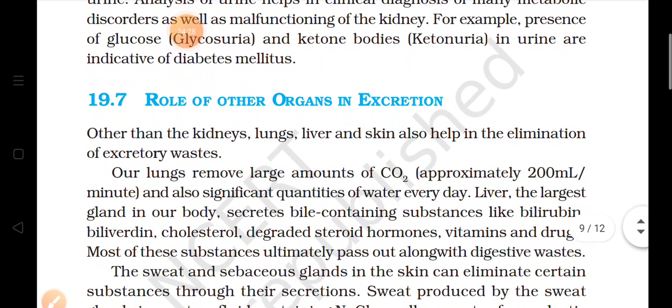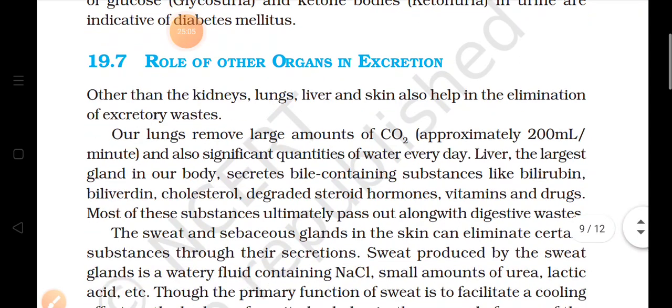There are some other organs also which help in excretion. The kidney removes urea or uric acid or ammonia depending upon the type of organism. There are lungs, which remove the gaseous waste from the body. The liver removes the poisonous or toxic substances which are produced in the body. And the skin removes the waste which is soluble in water in the form of sweat. So these are the other excretory organs, other than the kidneys.